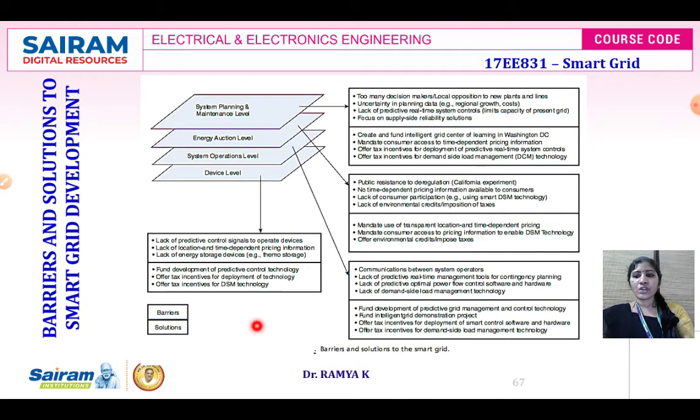Now barriers and solution to the smart grid development is as shown in the figure. So it is having four layers. One is system planning and maintenance. Second one, energy auction level. Third is going to be system operation level. Fourth is going to be the device level.